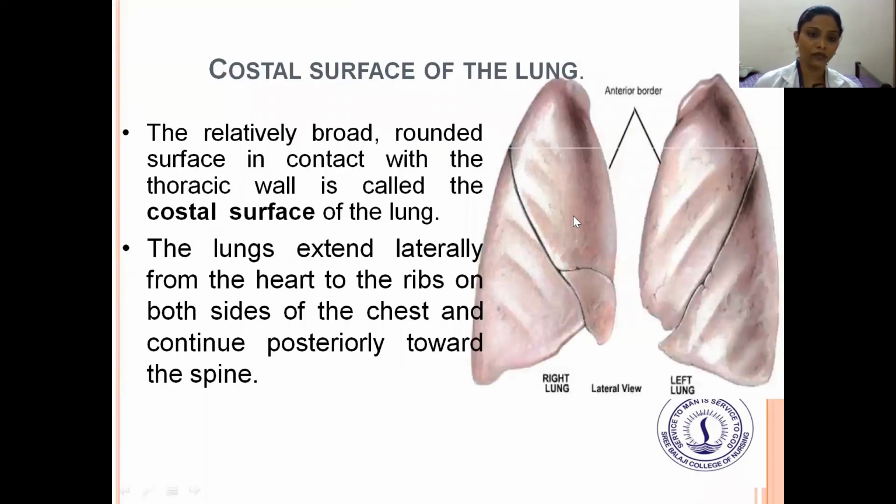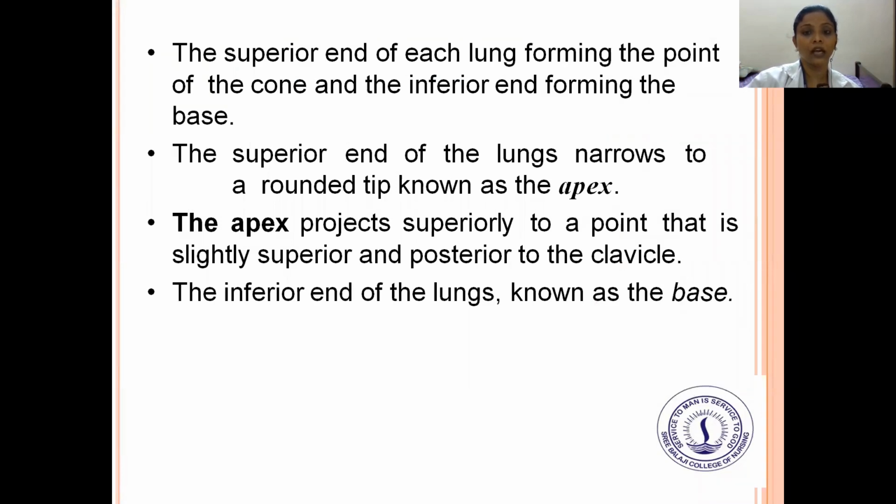Next is the costal surface of the lung. The relatively broad, round surface is in contact with the thoracic wall. It is called the costal surface of the lung. The lungs extend laterally from the heart to the ribs on both sides of the chest and continue posteriorly towards the spine. The superior end of the lung is the point of the cone and the inferior end forms the base. The superior end of the lung narrows to a round tip known as the apex. The apex projects superiorly to a point slightly superior and posterior to the clavicle. The inferior end of the lung is also called the base.